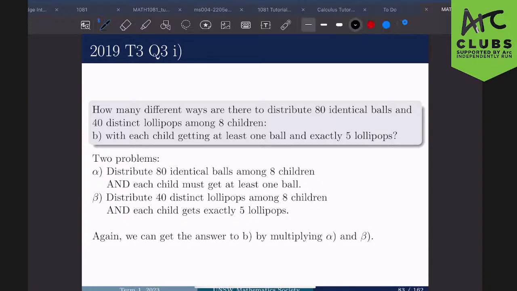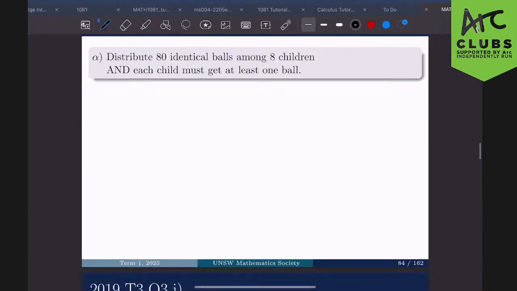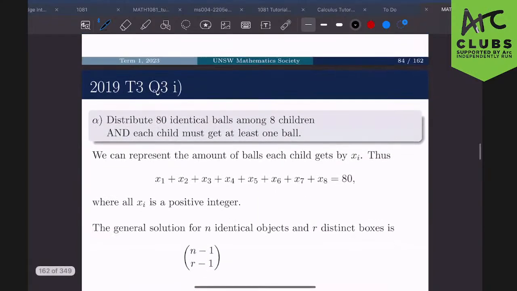Okay, now we continue, and we get the problem with at least one ball and exactly 5 lollipops. Obviously we can't reapply the exact same formula that we just used, because in that formula the number of balls that the children receive can be equal to 0. In this case, it's at least 1.